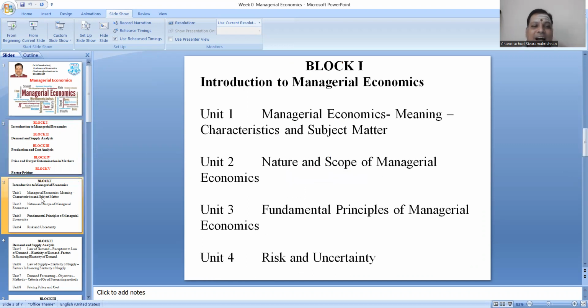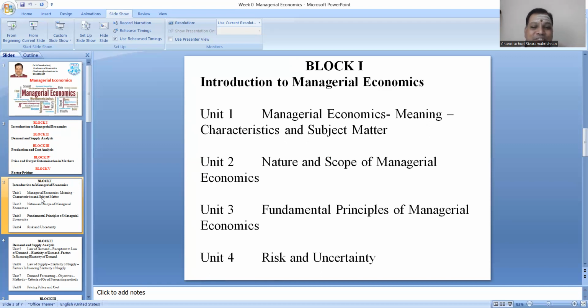Let us have a brief outlook about different blocks. In block 1, as far as the introduction to managerial economics is concerned, it contains 4 different units. Unit 1 will include the definition, meaning, features, and the basic idea about managerial economics. Unit 2 will narrate the nature and scope of managerial economics, what its significance is, and how it differs from traditional economics. And Unit 3 is about basic concepts of managerial economics.